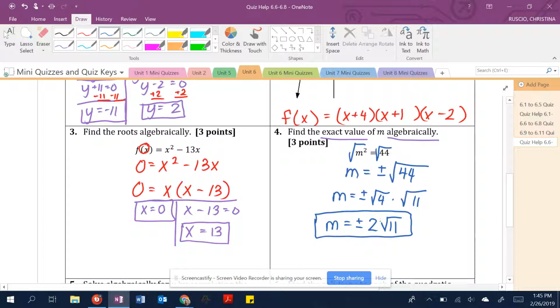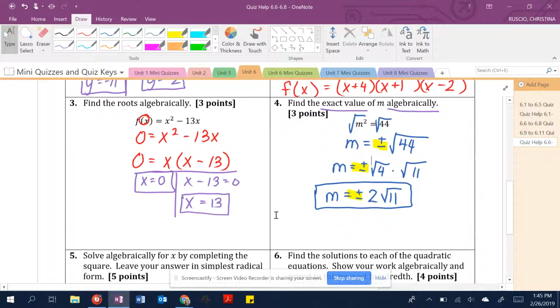Sometimes I see people trying to creep that plus minus in between here. That doesn't happen in these kinds of questions, not when you're taking just the square root of a single number. They happen when you're completing the square sometimes. So do not put the plus minus in between the 2 and square root 11. It just stays out front here all the way through.